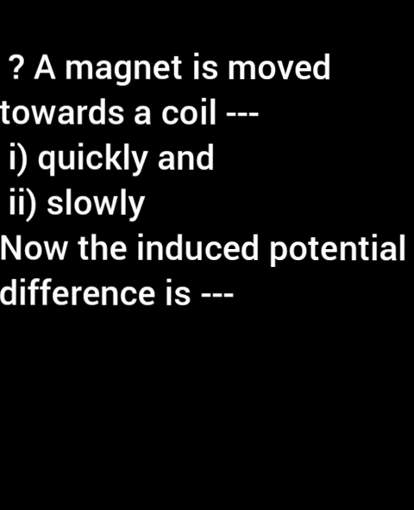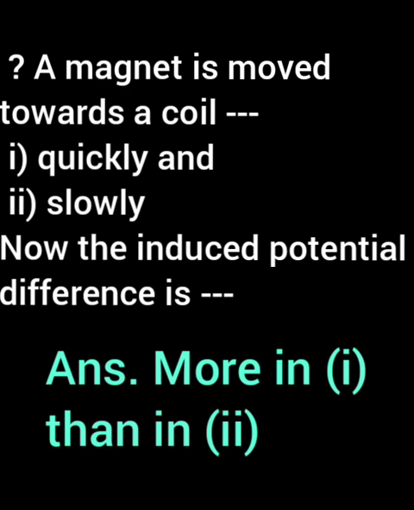Now question next. A magnet is moved towards a coil, number 1 quickly and number 2 slowly. The induced potential difference is. See the question carefully. The correct answer will be more in number 1 than in number 2. If quickly, that will be more, and if slowly, then that will be less. So the correct answer will be more in 1 than in 2. Okay, hope you can understand this type of question.